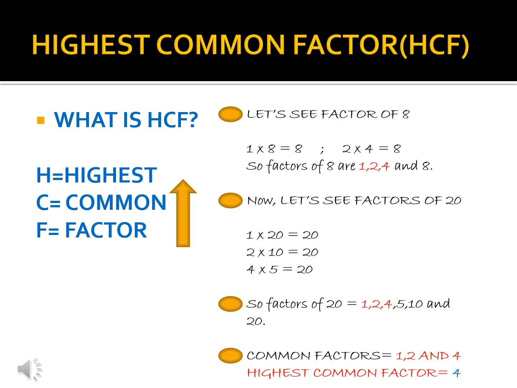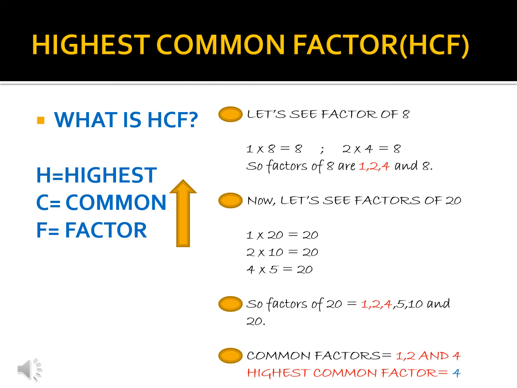So let's see what is the HCF of 8 and 20. The factors of 8 are 1, 2, 4 and 8. Everybody knows that. Listing factors, we have already done in the previous tutorial. Now let us see the factors of 20. So the factors of 20 are 1, 2, 4, 5, 10 and 20.